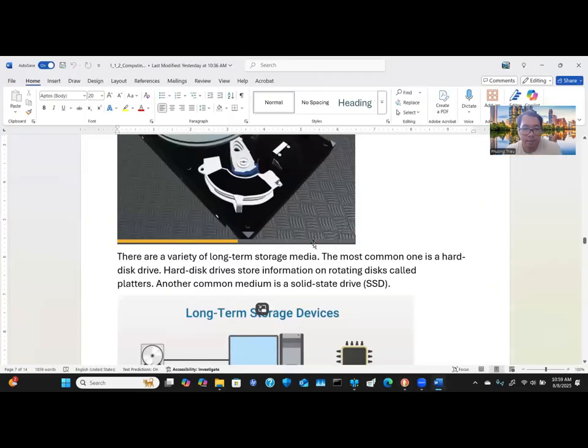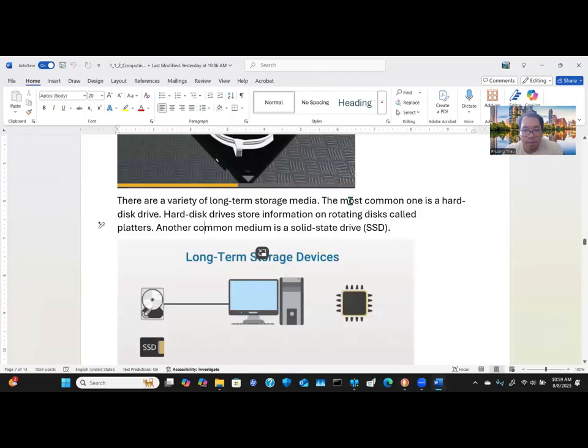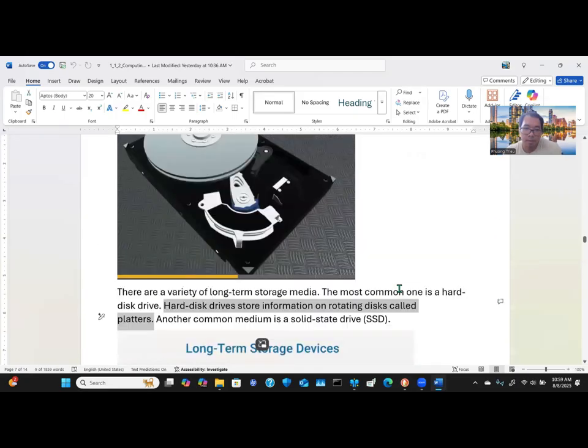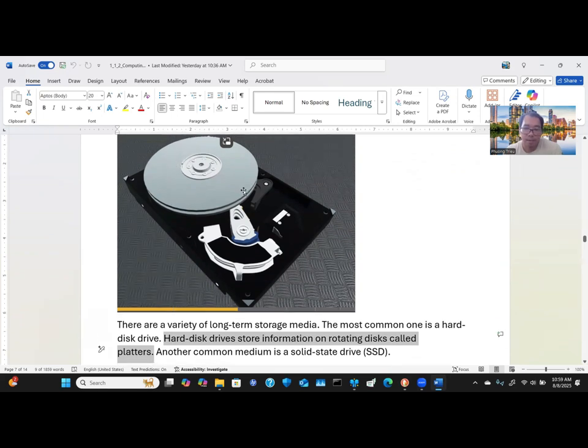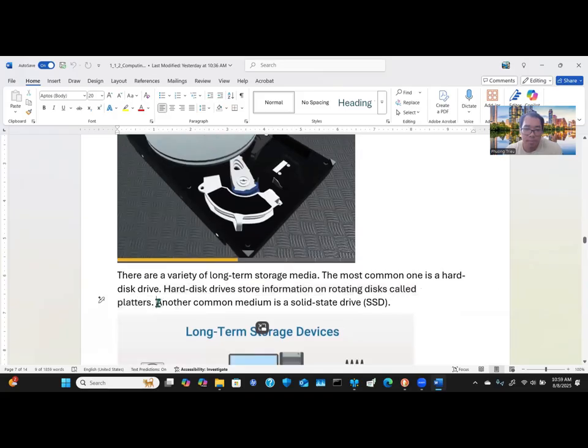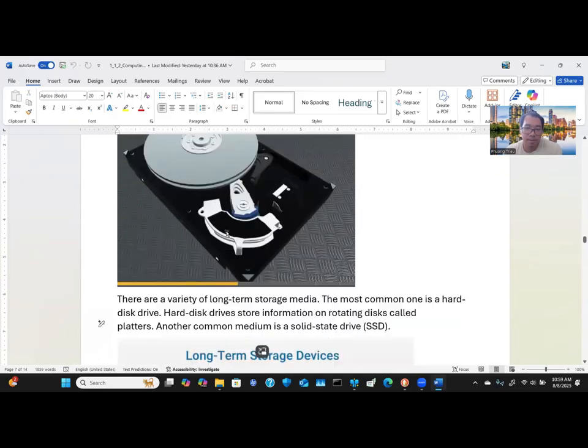Next. Hard disk drives store information on rotating disks called platters. This is called a rotating disk, and in other words, it can be called a platter. Just like a small disk.